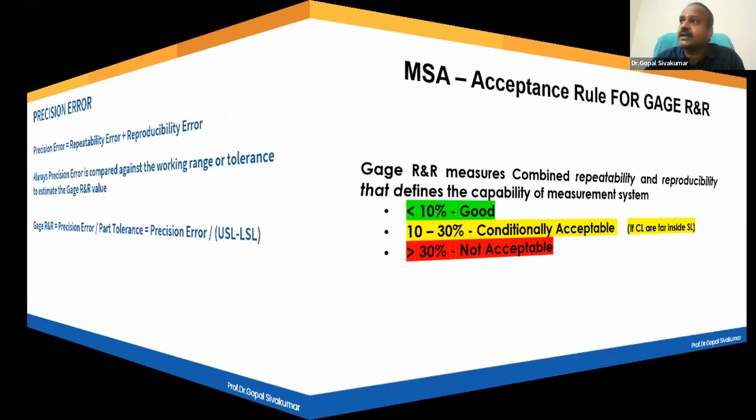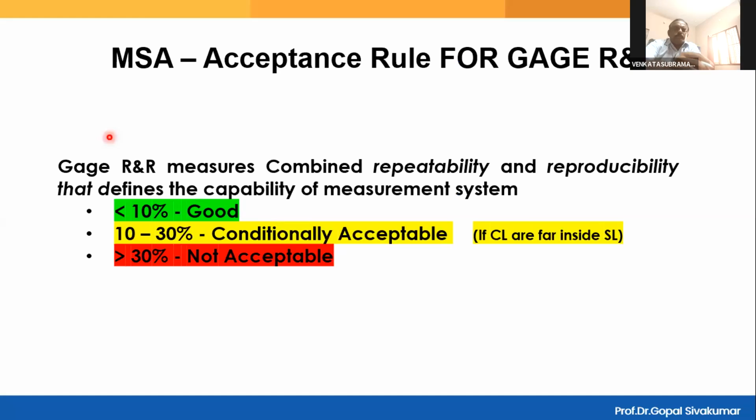This gauge R&R must be less than 10%. Then the measurement system is acceptable. If the gauge R&R is 10 to 30%, conditionally acceptable. If it is more than 30%, never acceptable. Do all of you understand how to validate a measurement system? If the gauge R&R value is more than 30%, will you proceed with the data collection? No. If it is less than 10%, yes. If it is 10 to 30%, conditionally acceptable.